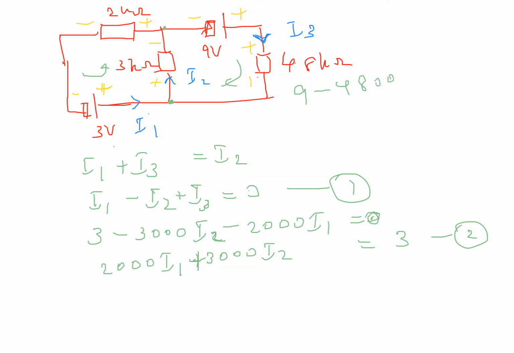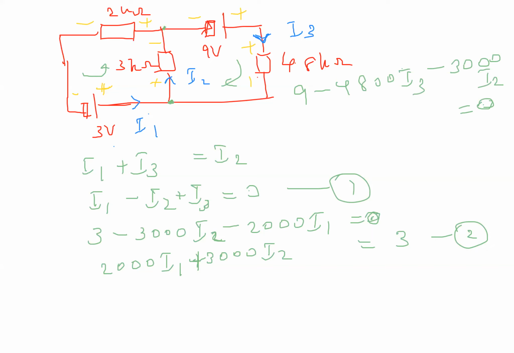4800 I3. Agree? Yep. Again, when it comes to 3 kilo ohms, is it positive to negative? Drop or rise? Drop. Very good. Plus minus 3000 I2, right? Should be equal to 0. So 9 volt is equal to... Okay, guys?